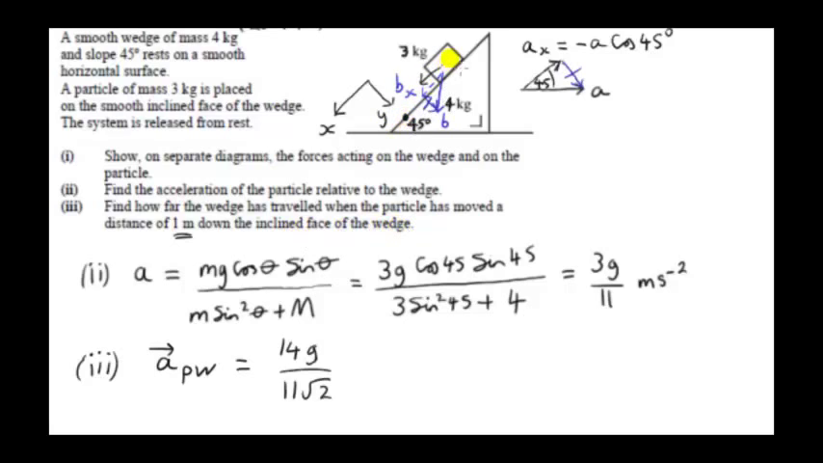So to a fixed point on the wedge, we have the acceleration of the particle down the wedge. It's given by this thing here. And the particle moves a distance of 1 meter. So we have the distance and we have the acceleration of the particle as seen by a fixed point on the wedge. So one way to do this problem is to find the time taken for the particle to move a distance of 1 meter down the wedge. So we have its acceleration relative to the wedge, distance, and initial velocity is 0, since the particle starts from rest.